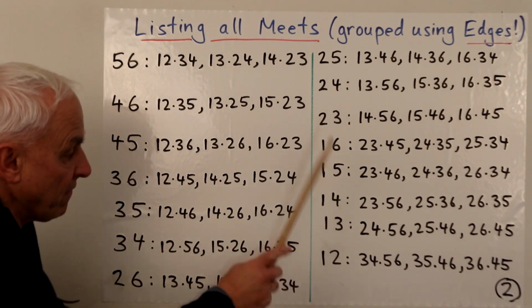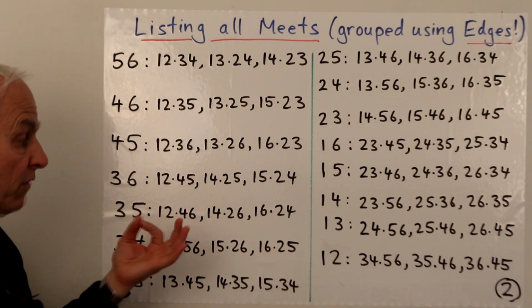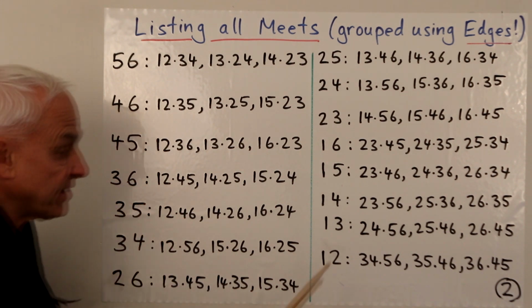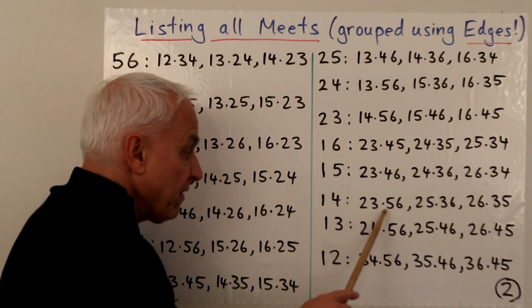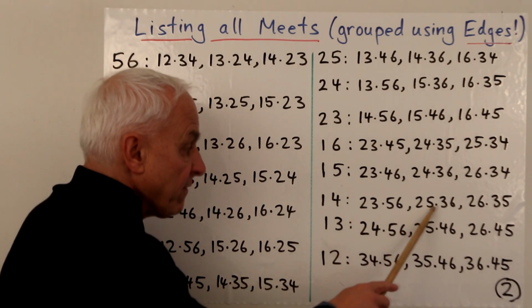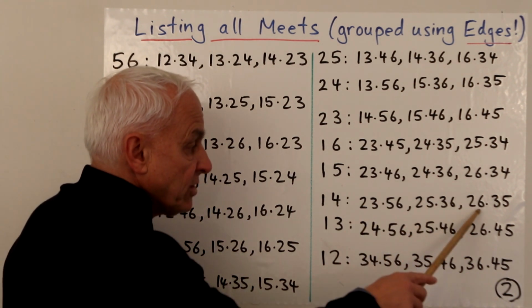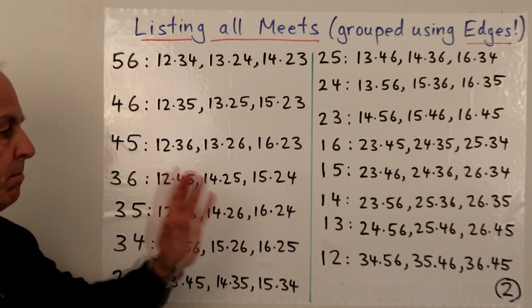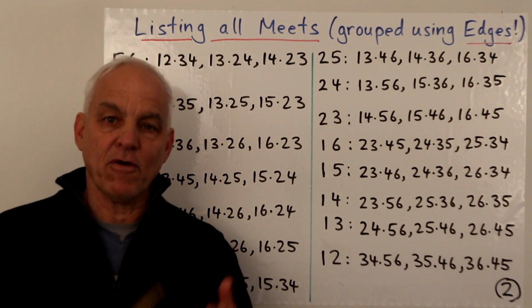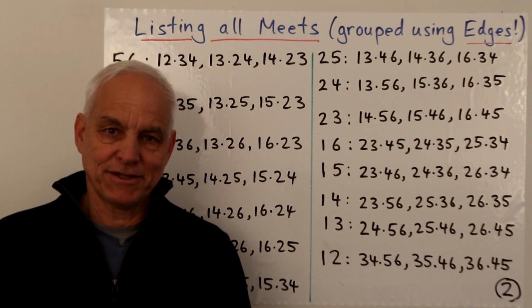So for example, for 1, 4, the nodes not involved in 1 and 4 are 2, 3, 5, and 6. And here are the 3 meets created from them. 2, 3, 5, 6, 2, 5, 3, 6, and 2, 6, 3, 5. The 15 meets created from our 6 fundamental objects.